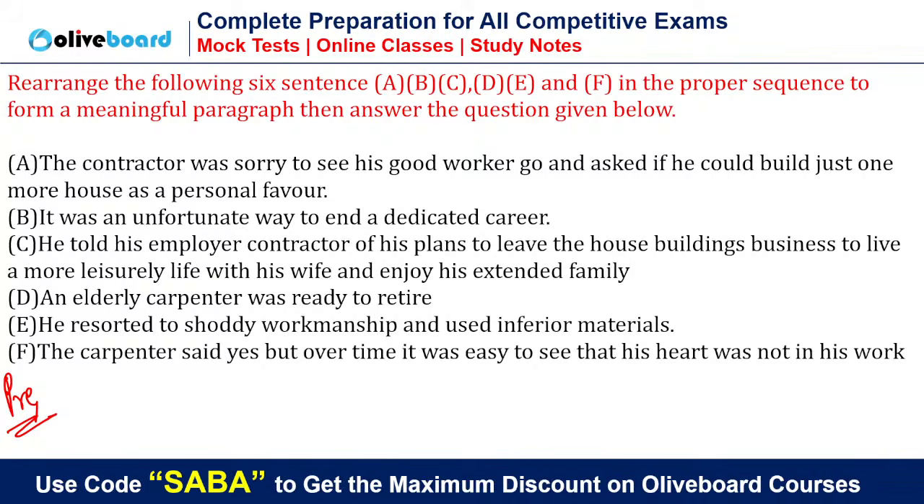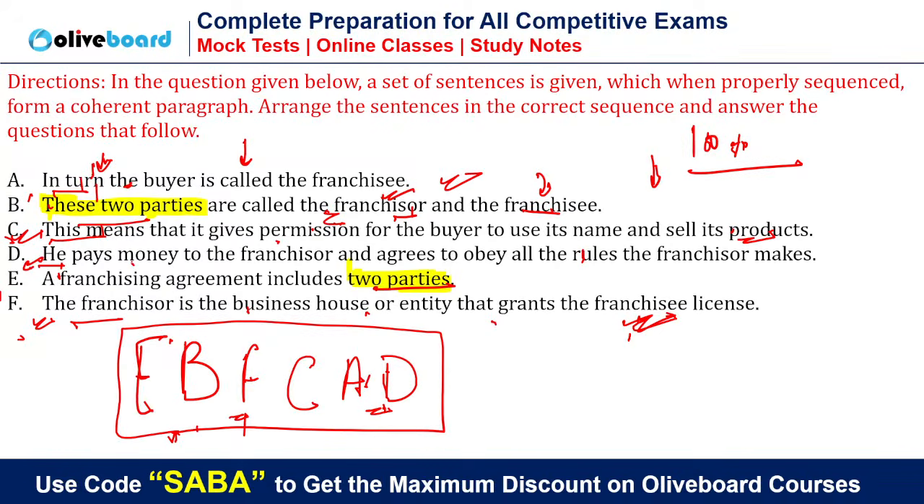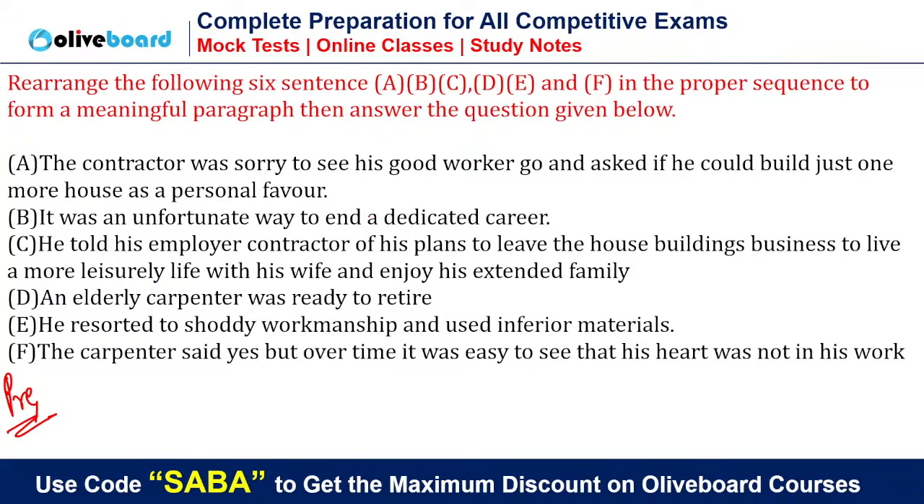See, definition will come when it is not given, Krishna. You are correct. But here it is given, first two parties, these two parties, the word franchisor has been introduced here. Because here the definition of franchisor and franchisee both are given. Okay? Chalo, next time.